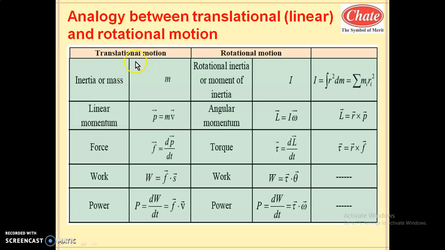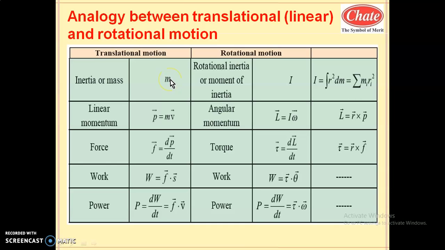So in translational motion, inertia or mass is represented by m. So the inertia factor is the mass in translational motion. Similarly, in rotational motion, the inertia factor is represented by the I term. I is called rotational inertia or moment of inertia. It is simply denoted by I. So moment of inertia is I. That is called rotational inertia. It is analogous to mass.